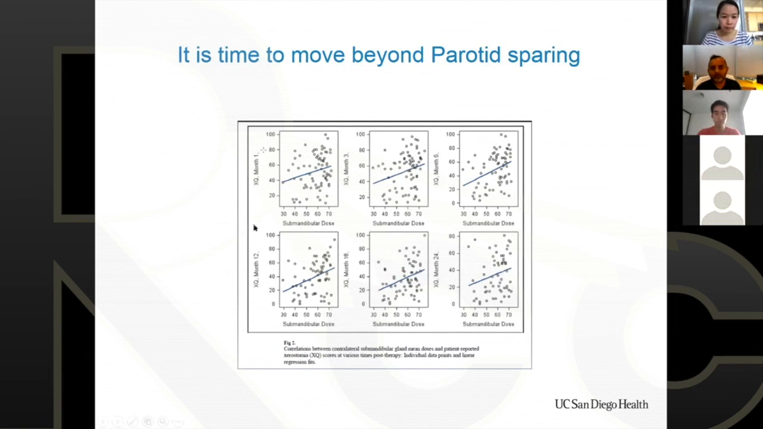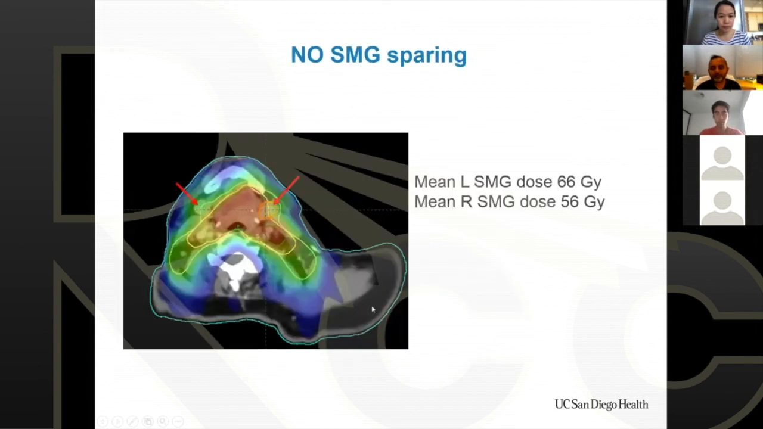And here I'm showing you a correlation of patient-reported xerostomia scores and submandibular gland doses. So you can see when the submandibular gland doses start going in the range of 50 to 70 gray, really the majority of patients do not have good salivary function. It's that same patient. So again, showing you this.